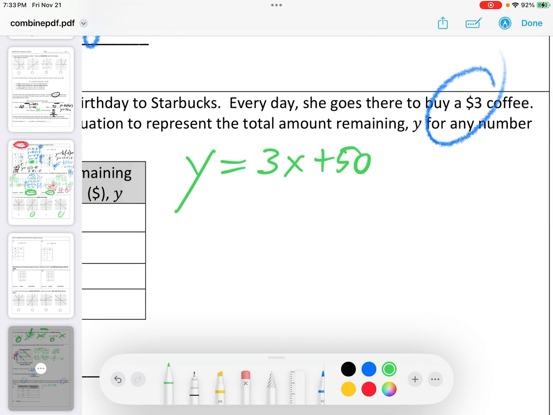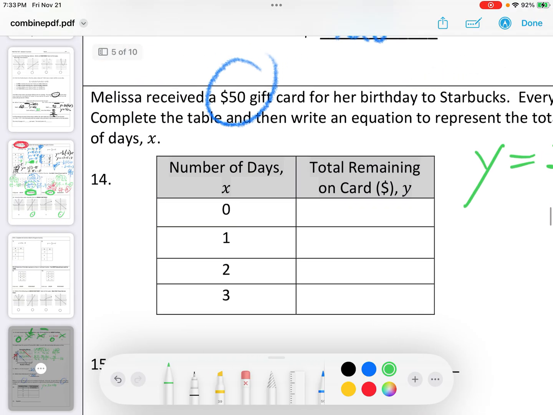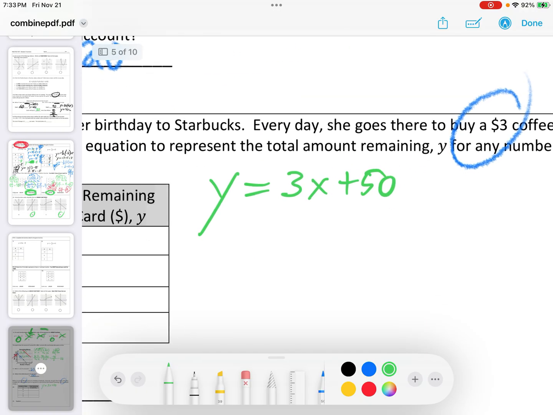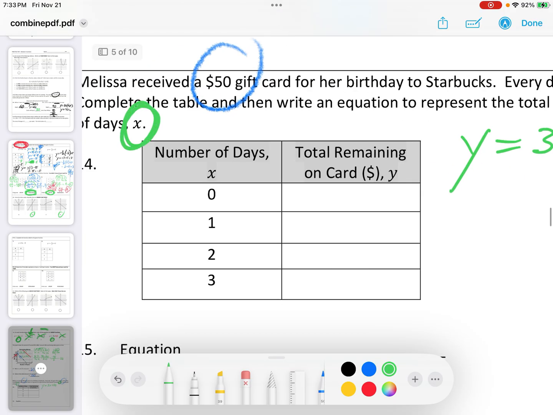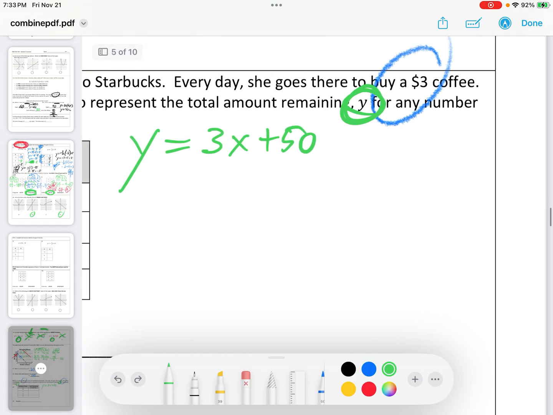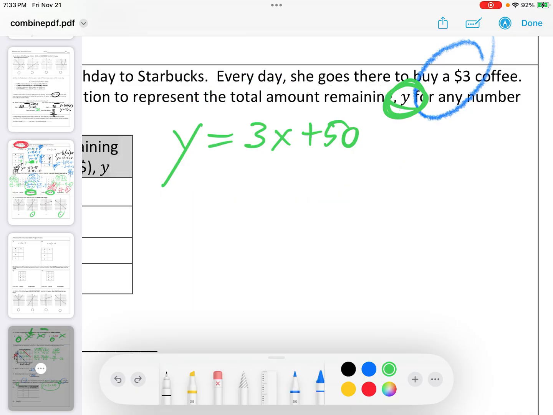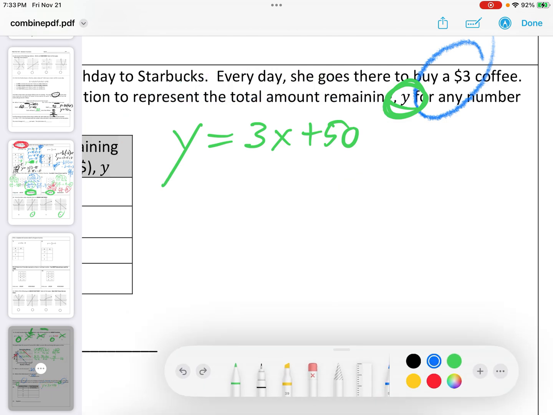Now you could say, let's see. I'm thinking of which variable. Well, it says use Y for any number of days and X. Total amount remaining Y. So they told us to use Y and X. Now, it wouldn't be terrible if you tried to solve the problem with variables that made more sense to you and then wrote the equation this way, because that's what they requested. Not a terrible idea. So I'll show you that in case you wanted to do it.